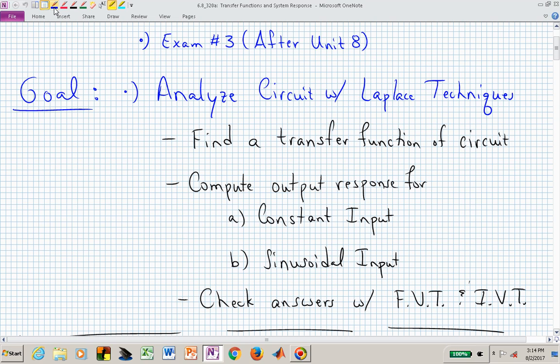Obviously, our input has changed, but once we find the Laplace transform of this new input, then we can find the total output Laplace transform expression, inverse Laplace transform, and find the exact solution to the problem at hand. And we will also be able to look at poles and zeros, check our answers with the final value theorem, the initial value theorem, if appropriate. So let's get started and see the fun that we can have with Laplace transforms.